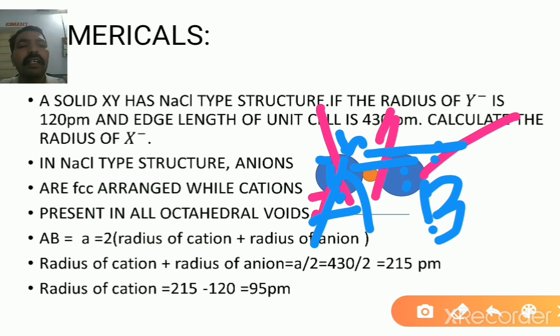A small particle occupies the octahedral void, having the radius 2r. This is the radius of the anion, and this is the diameter of the cation.